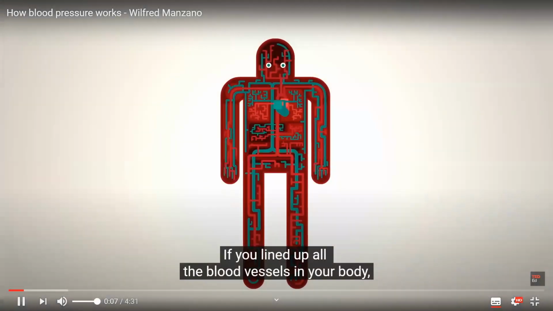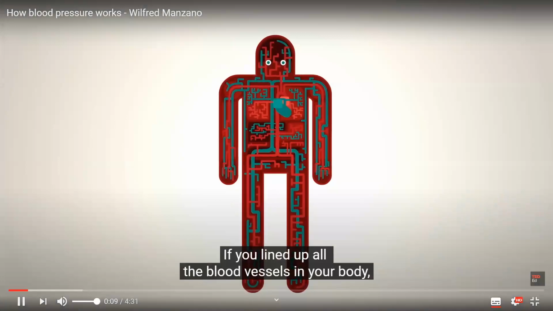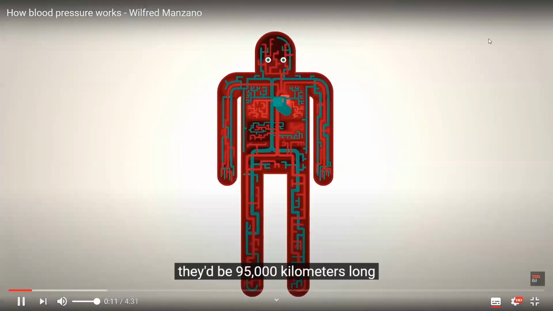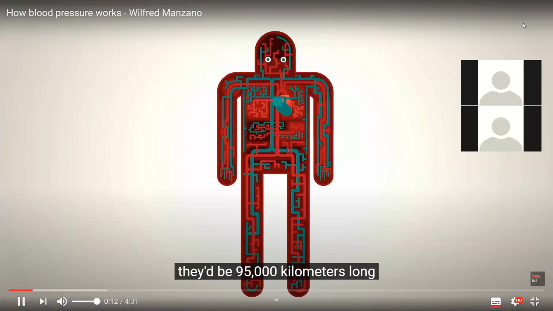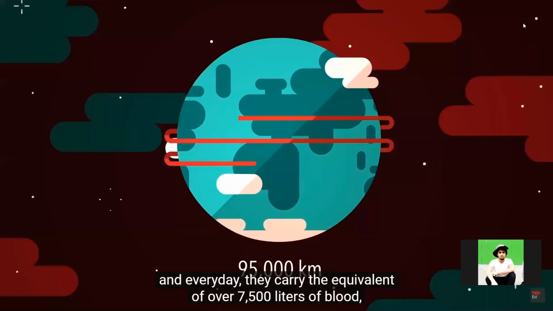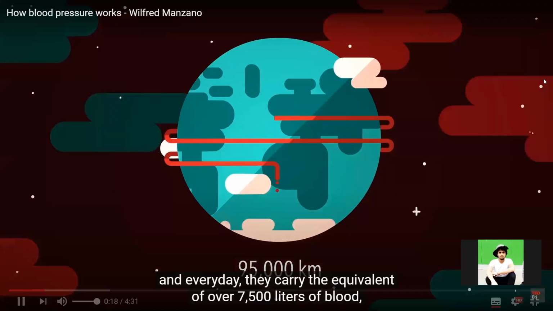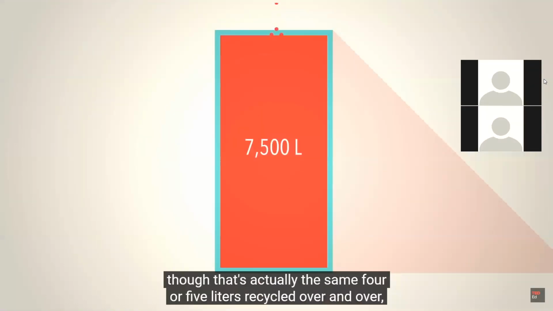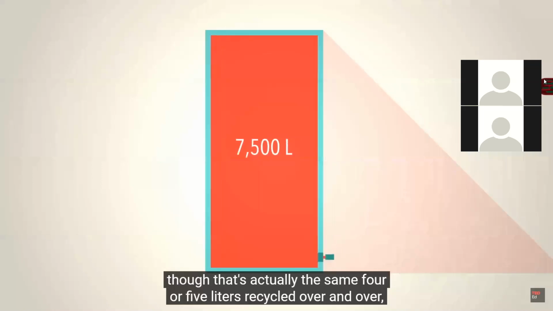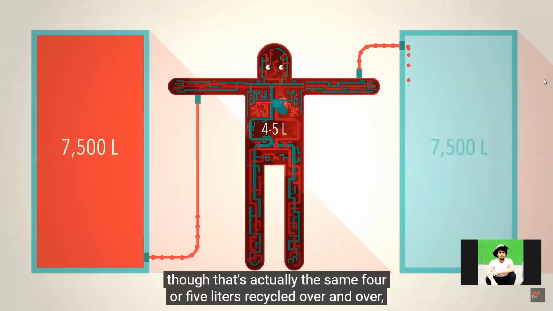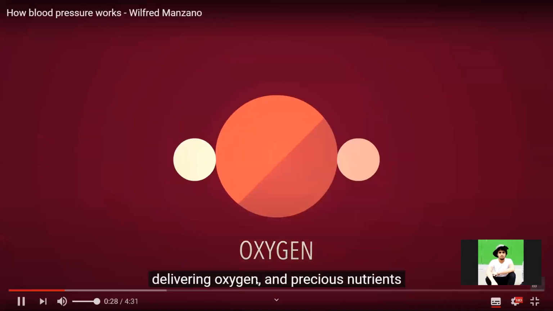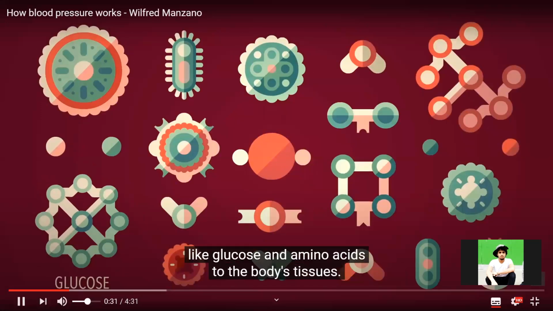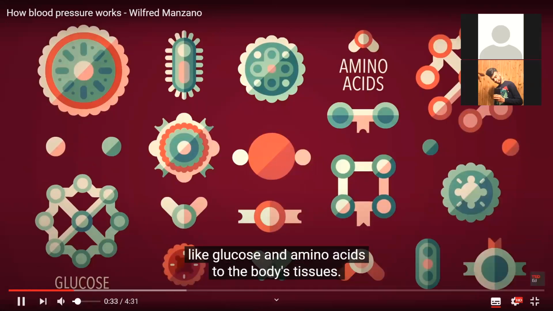If you lined up all the blood vessels in your body, they'd be 95,000 kilometers long. And every day, they carry the equivalent of over 7,500 liters of blood. Though that's actually the same 4 or 5 liters recycled over and over, delivering oxygen and precious nutrients like glucose and amino acids to the body's tissues.